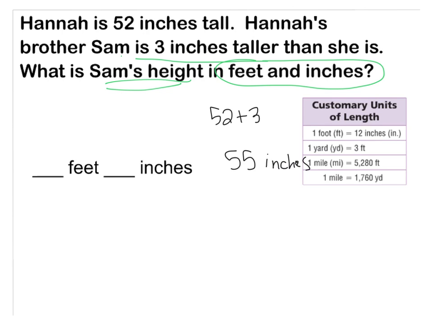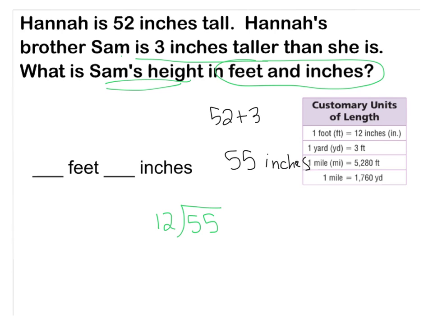However, our job is to convert this into feet and inches. So I want to go from a small unit to a larger unit. And remember, when you go from small to large, you divide. So boys and girls, you should have done 55 inches divided by 12. And the reason why I chose 12 is because if you looked over here, you would see that 12 inches equals 1 foot. And because you're converting inches into feet, then you would divide by 12 inches.